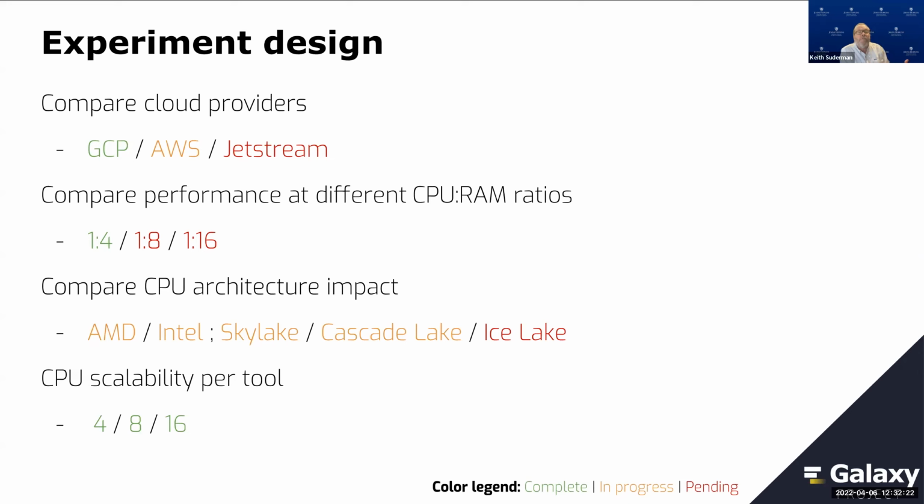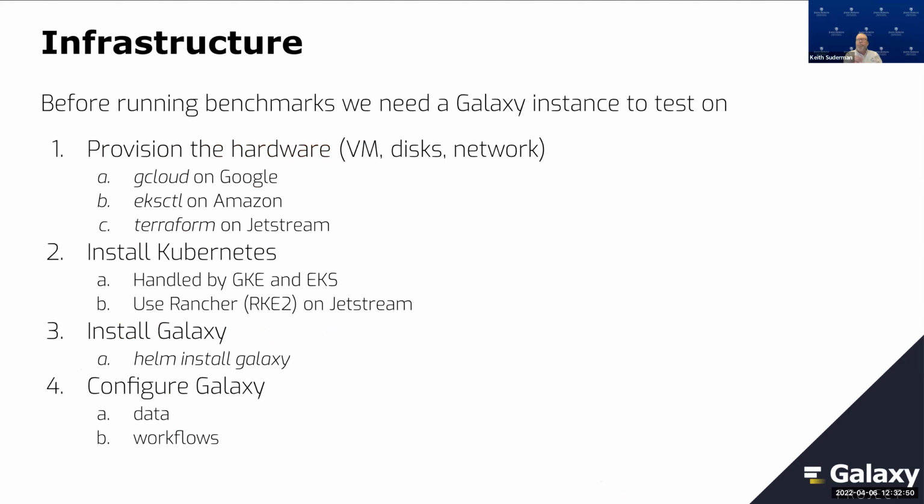Is AMD faster than Intel? Is Intel Skylake faster than Cascade Lake or Ice Lake? And then, as I said, the scalability of CPUs per tool. Some tools are written better than others and make better use of the resources they're provided. Others not so much, and they don't scale as well. You can throw lots of CPU at them and lots of memory, which is lots of money, and it doesn't really change the performance. So we want to be able to identify all of those things.